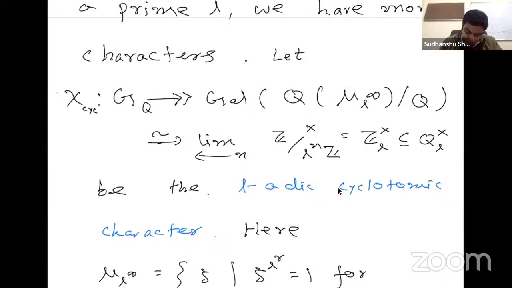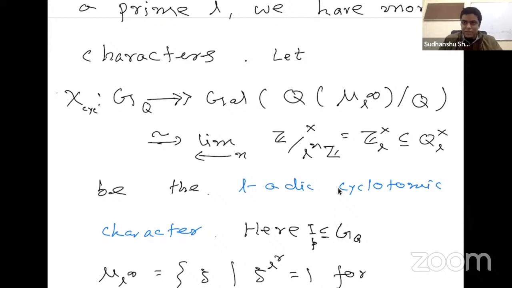Okay, so I have a representation of GQ. And so inside that, if I take a prime, let's say a prime P, then at this prime I have a group. Inside that I have a group called the inertia subgroup at that prime P. So if I take a representation which is trivial on IP, then I say it's unramified. If it is non-trivial on IP, then we say it's ramified.